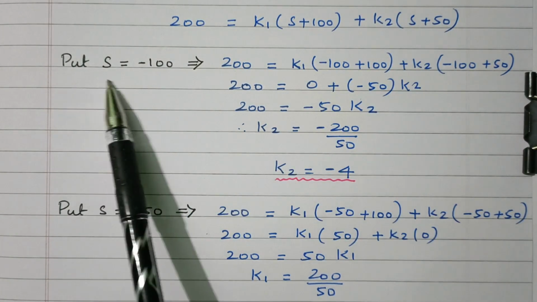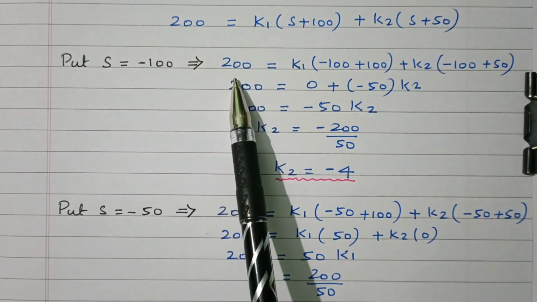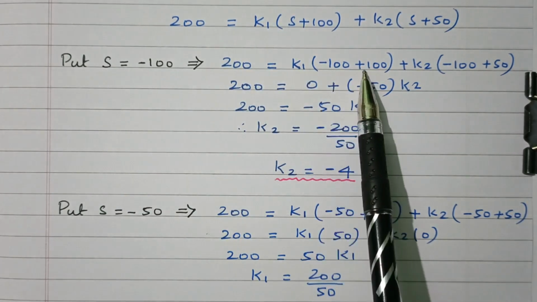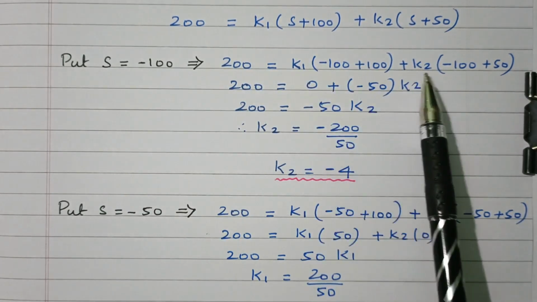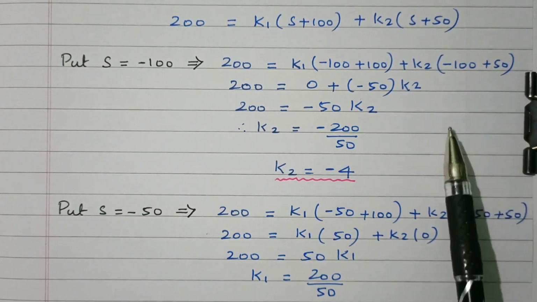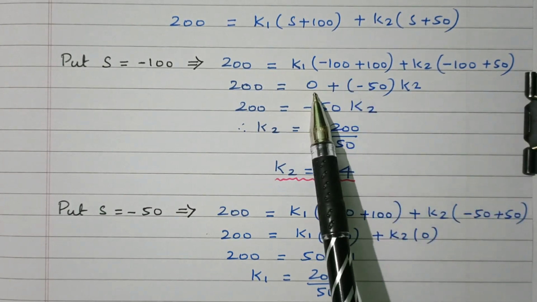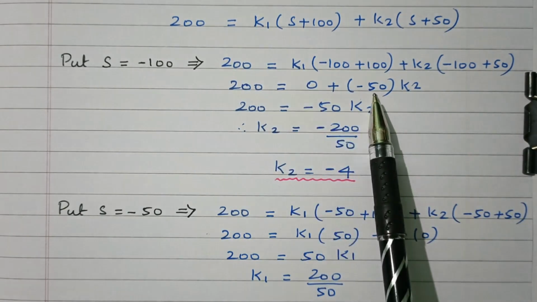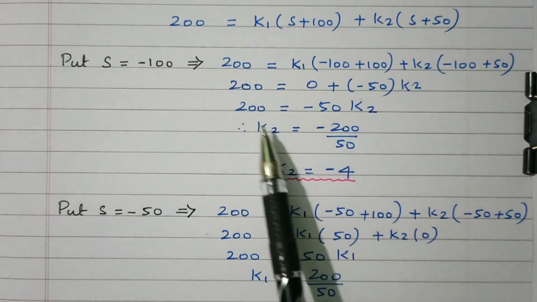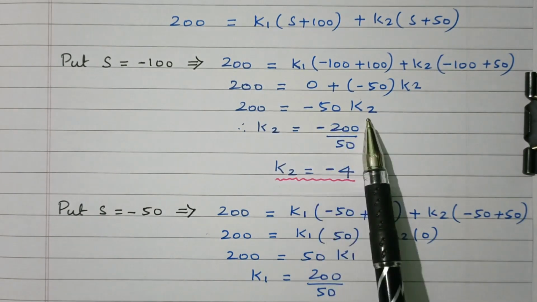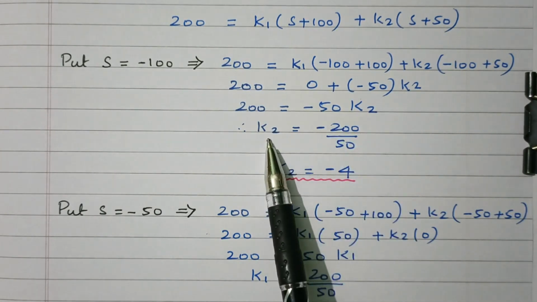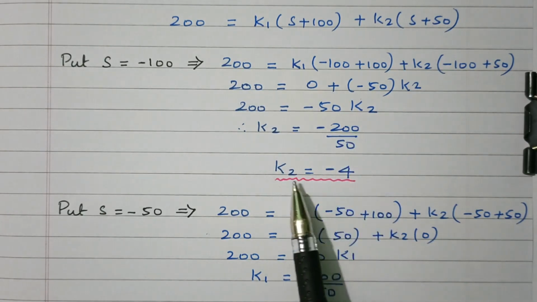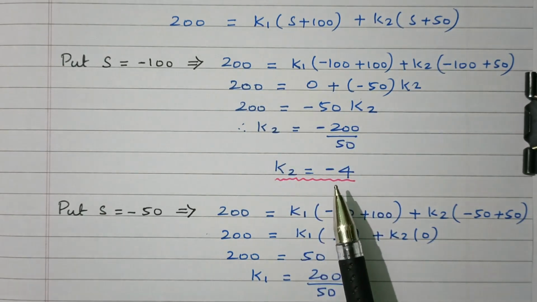First we will put s equal to minus 100. So 200 equal to k1 into minus 100 plus 100 plus k2 into minus 100 plus 50. So this term becomes 0. So 200 equal to 0 plus minus 50 into k2. That is 200 equal to minus 50 k2. So k2 equal to minus 200 by 50. So k2 equal to minus 4.